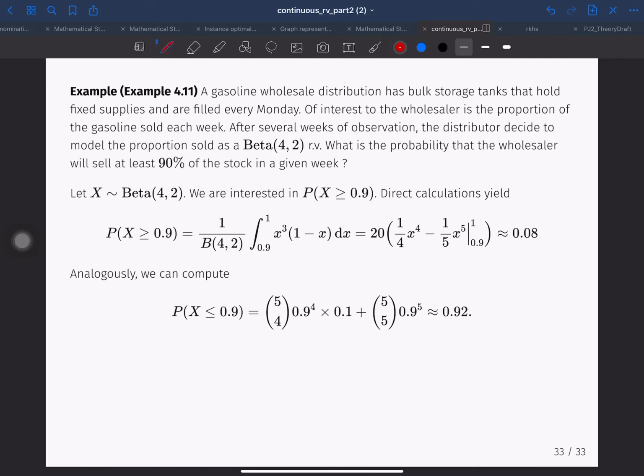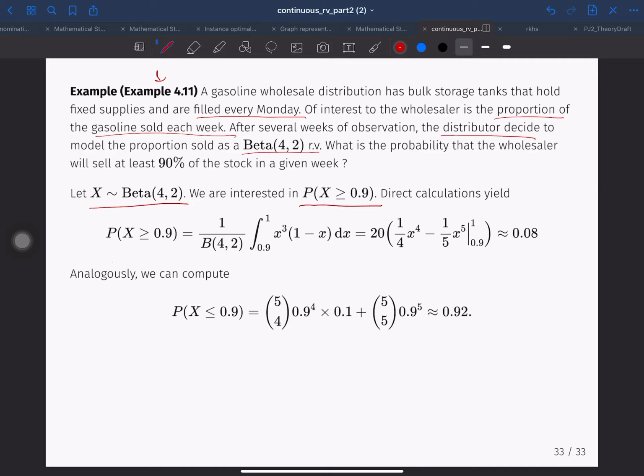So as a quick example, let's look at example 4.11 in your textbook. It says that a gasoline distributor has storage tanks that hold fixed supplies and are filled every Monday. Because this is the proportion of gasoline sold each week, we want to represent it by some random variable taking values in 0, 1. So the distributor decided to model this random variable as a beta(4, 2). What's the probability that the wholesaler will sell at least 90% of the stock? So we say X is beta(4, 2), and we want to know the probability that X is bigger than 0.9.